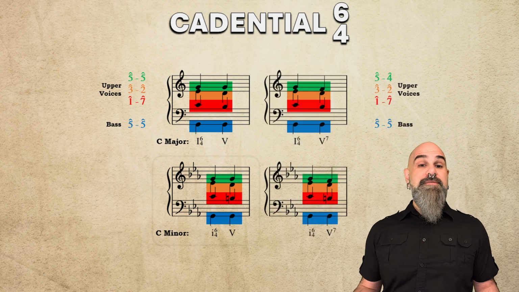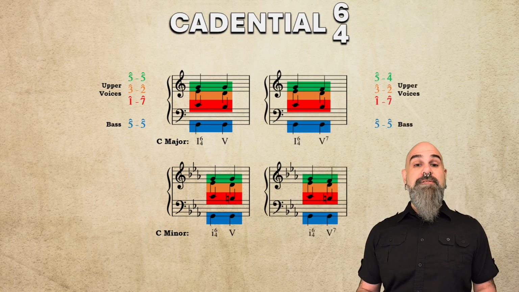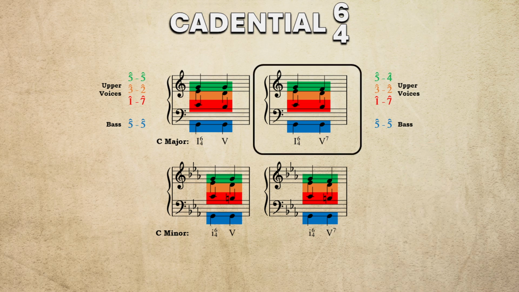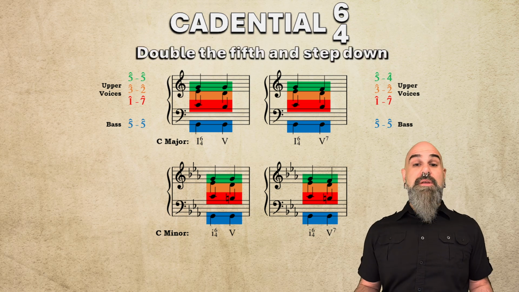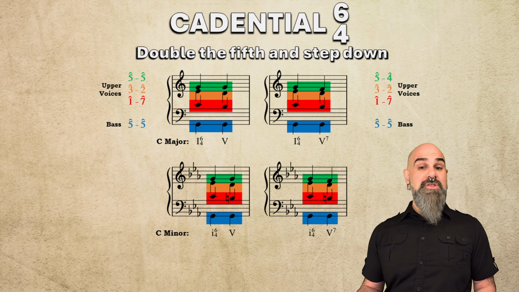When the next chord is 5-7, all 3 upper voices step down. Now the voice on 5 steps down to 4, just like the other 2. That's it. This one is truly black and white. Remember, for a Cadential 6-4, double the 5th and step down.